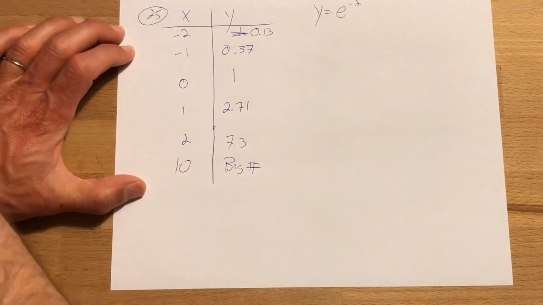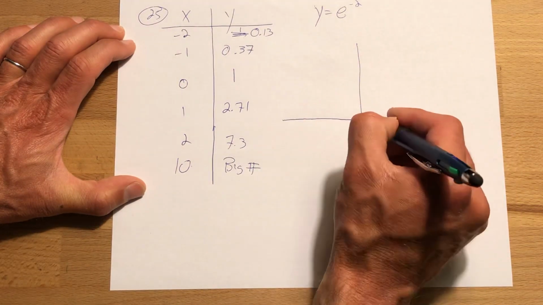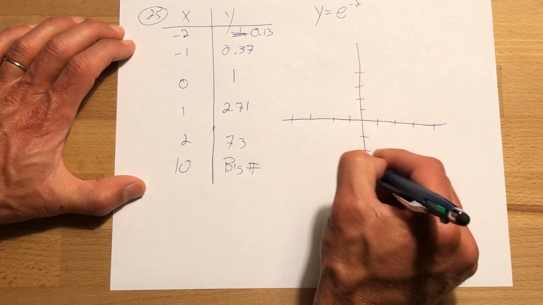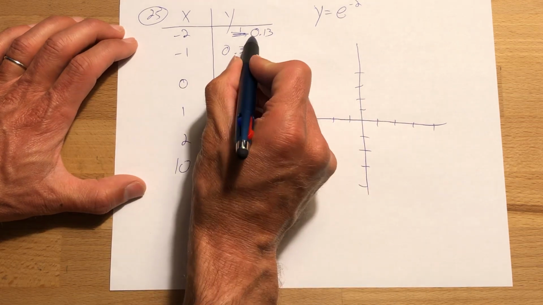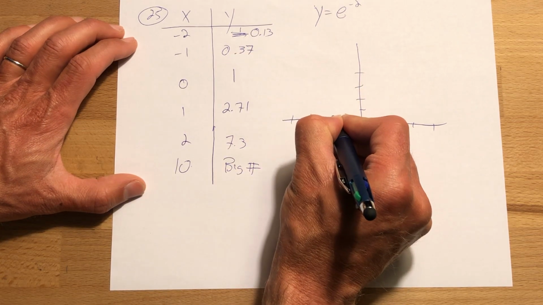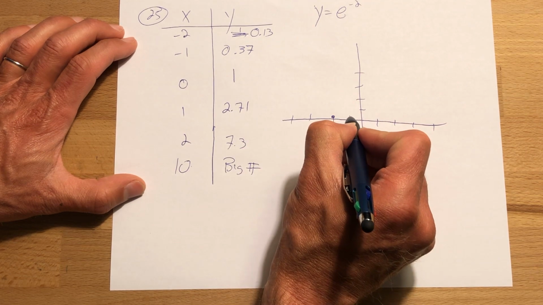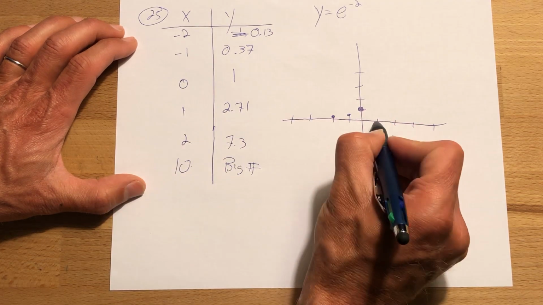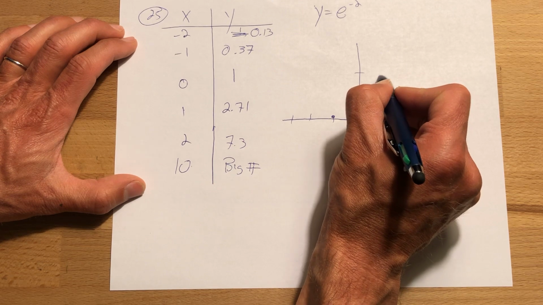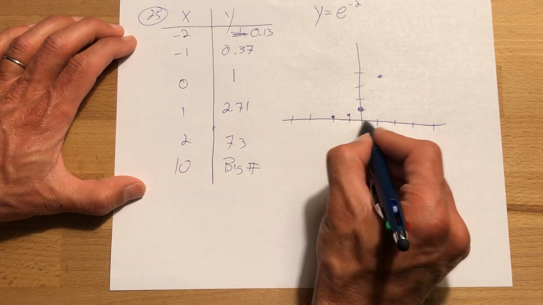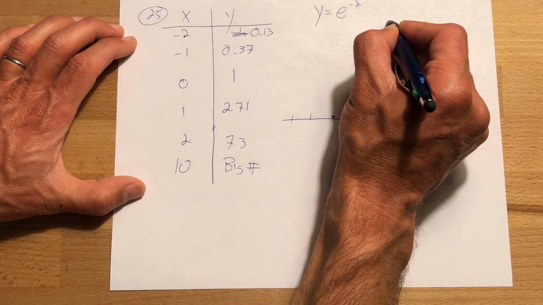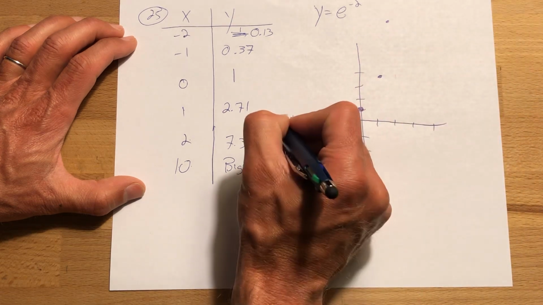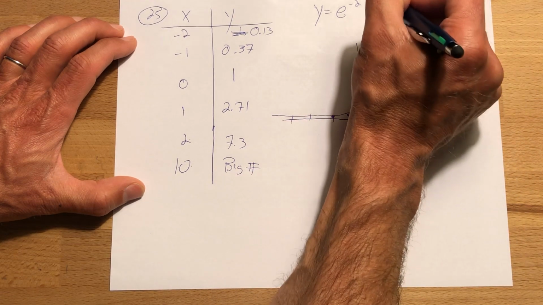All right, and then if I were just to graph this, say 1, 2, 3, 4 on each axis. Negative 2 and 0.13 was like right here. Negative 1 and 0.37 was a little bigger. 0 and 1, and then watch what happens. 1, and I get 2.71, which is almost 3. Then I have 2 and 7 point something, which is way up here. And then let's say I have 10. I'm at a big, big number up here. So this is what it's going to look like.